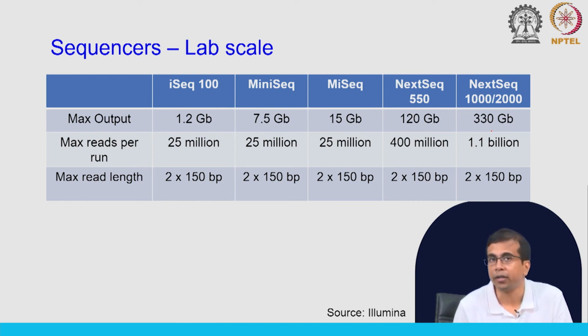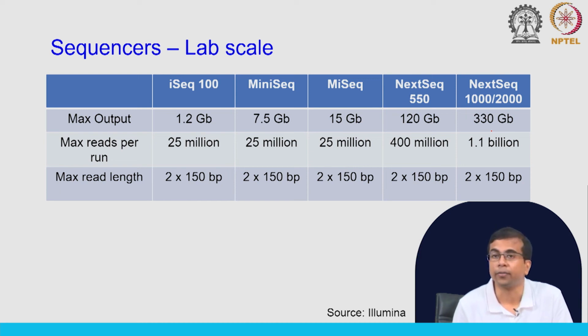The maximum read number is also given. As you can see, you can get 25 million reads. Again, that is a huge number, going up to 1.1 billion on the NextSeq platform. Okay. So, these are really big numbers, which means you can actually work with really big genomes.